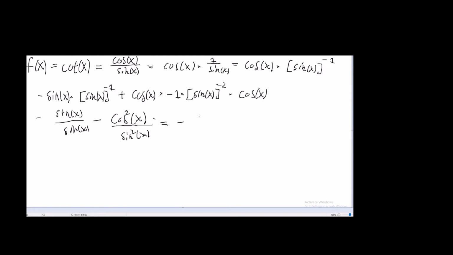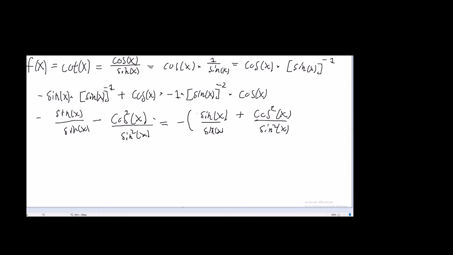This is equal to negative. Let's move both negatives to the outside and apply a parenthesis. This is sine of x. And since negative times a positive is a negative, oh sorry, I forgot this one. Sine of x divided by sine of x plus cosine squared of x divided by sine squared of x.